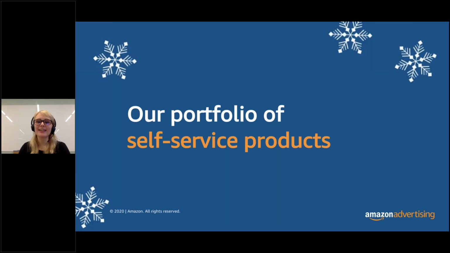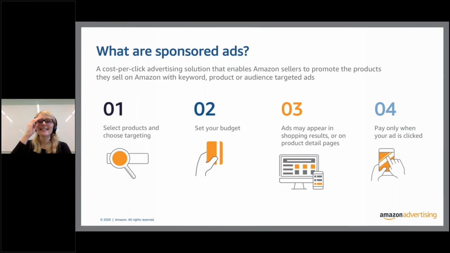So let's take a look at our portfolio of self-service products more closely. Let's start with an overview of sponsored ads. These are cost per click ad solutions that enable you to promote the products that you sell on Amazon with keyword targeted, product targeted, or audience targeted ads. You can select your products and choose your keywords, or you can use Amazon suggested keywords. Once your ad is launched, it can appear in shopping results and on product detail pages. As importantly, you can decide how much you want to spend on your campaigns, and you pay only when your ad is clicked on.